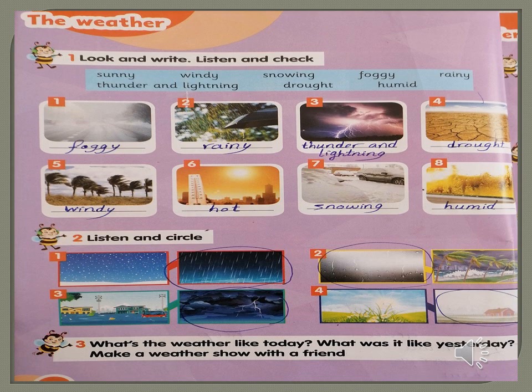Number 4, drought. Number 5, windy. Number 6, what's the weather like? Yes, it's hot. Number 7, snowing. Number 8, humid.